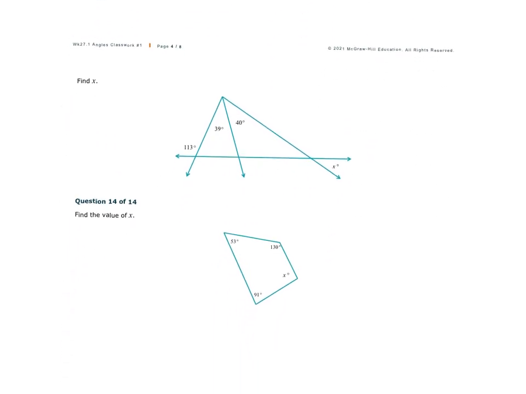Okay, next. This one is a little more complex. Let's start here. That's 113. So 180 minus 113 gives you 67 degrees. We know here's a triangle. So these two add up to 106. 180 minus 106 is 74 degrees. So down here we have 74 degrees. This is a lot of steps, isn't it?